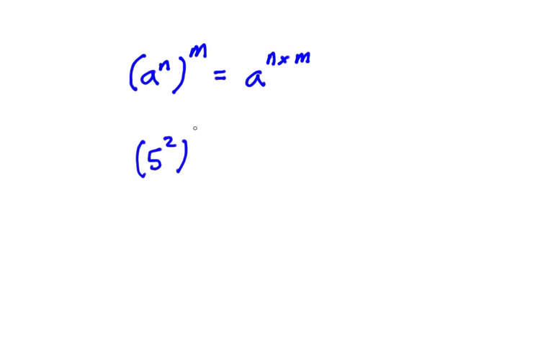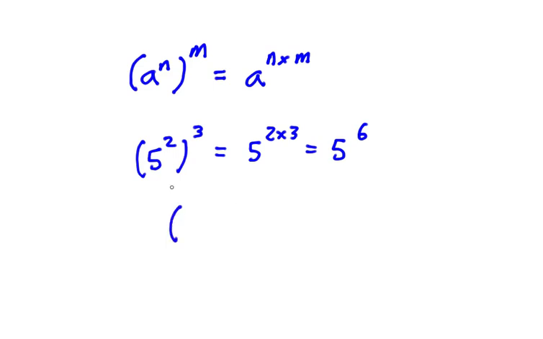Okay, so let's see another thing. Let's say I had a bracket, a to the power of n, close the bracket, and then m outside. In this case, we get a to the power of n times m. In other words, if I have 5 to the power of 2 inside brackets, and then a power of 3 out here, this becomes 5 to the power of 2 times 3, or 5 to the power of 6. So let's see why this might be.